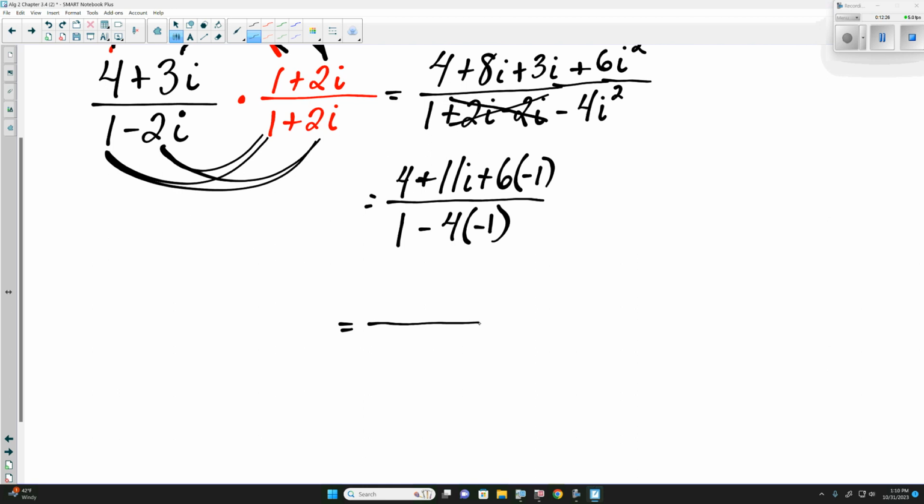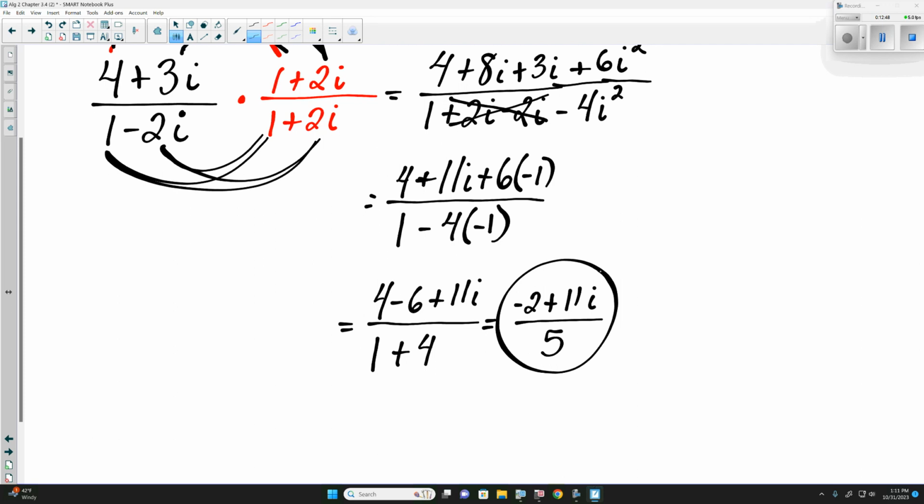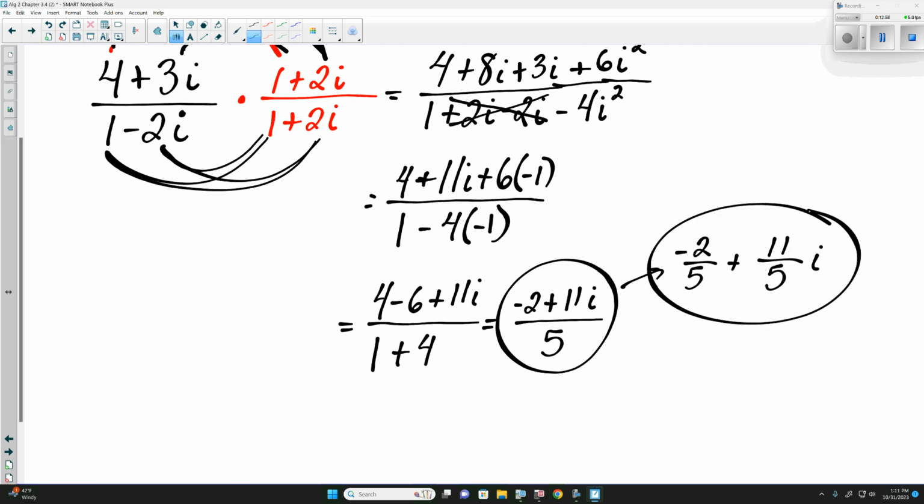Well, 6 times negative 1 would be negative 6 plus 11i. Negative 4 times negative 1 would be plus 4. Unfortunately, the denominator is not 4. It's actually 5. 4 minus 6 is negative 2 plus 11i. So that is one of the answers. Technically, for standard form, we'd have to split the fraction up: negative 2 fifths plus 11 fifths i. I will take it in either version.